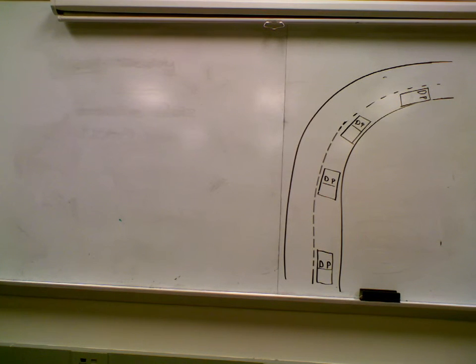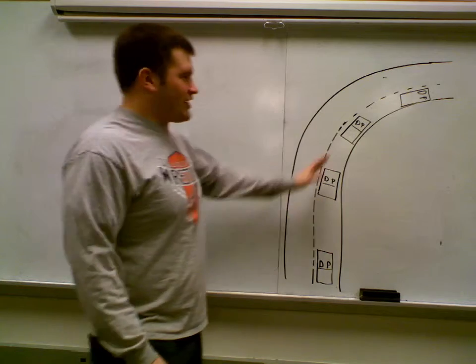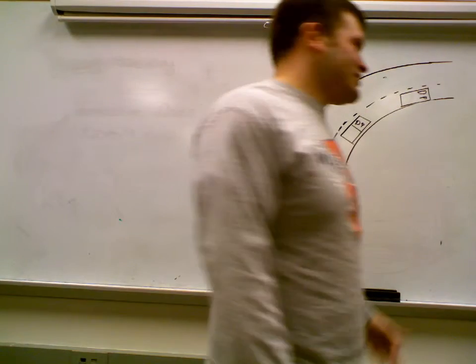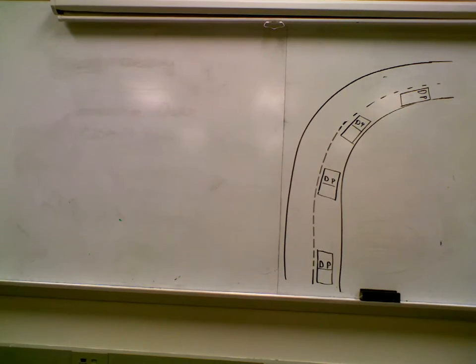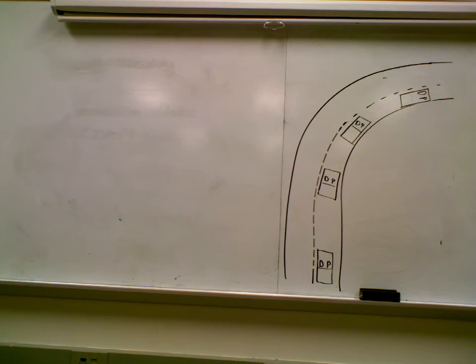So here I have a car going around a turn. Hopefully you guys can see my picture and it makes sense. Once again, the D stands for driver, and the P stands for passenger.